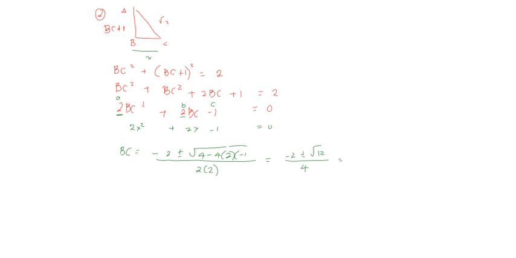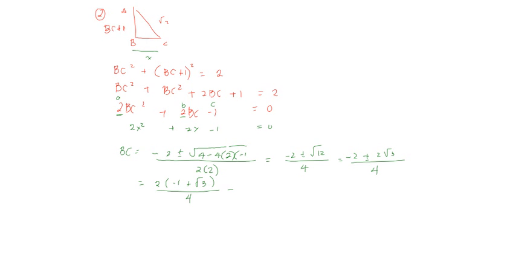So we can also solve for or simplify this. This is the same as negative 2 plus or minus the square root of 12, which is 4 times 3. We can take out the square root of 4, which is 2 square root of 3, all over 4. And then again, we can take out the common factor, which is 2. So that shall be equal to negative 1 plus or minus square root of 3 over 2.